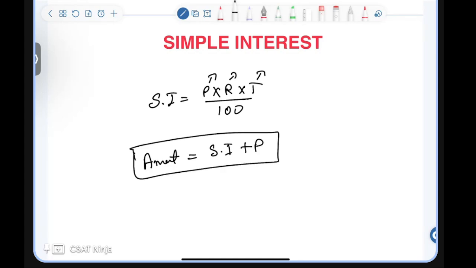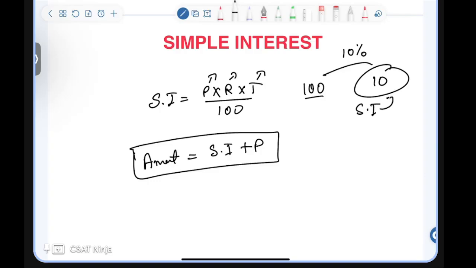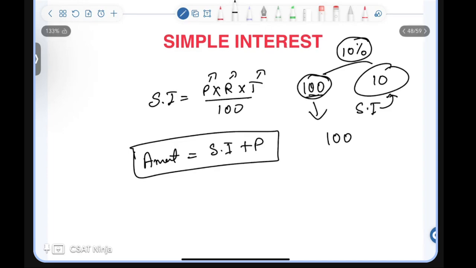What do I mean by amount? Let's say you are lending out 100 rupees for 1 year at 10%. Then the simple interest will be how much? 10% of 100 is 10. So this is the interest earned by 100 rupees, because the rate of interest here is 10%. After 1 year, you will get back your money, which is 100, and the interest earned by your money, which is 10. So you will get 110 here.